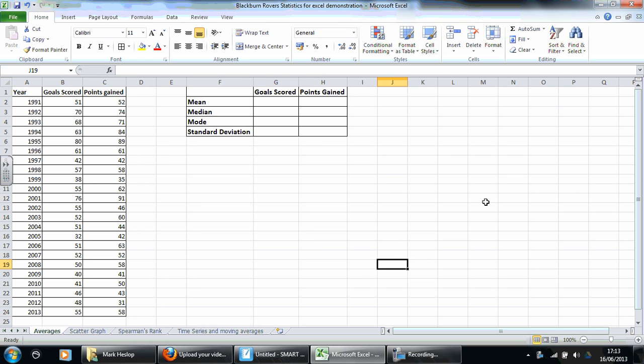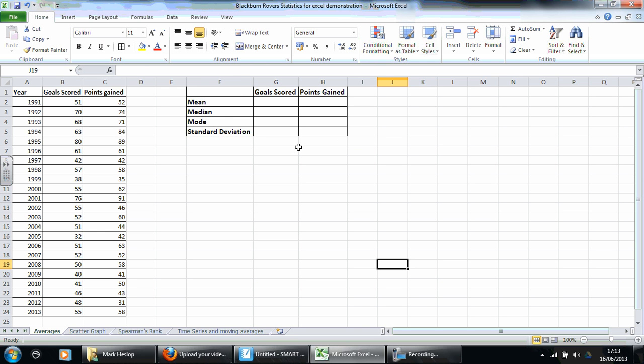Hi, Mr. Eslop here. I'm going to show you how we find averages and draw graphs that you might not have drawn before on Excel for discrete data. So here I've got some discrete data from one of my favourite topics, Blackburn Rovers Football Club. I have, over the last 23 seasons, the amount of goals scored each league season and the amount of points they gained each league season.